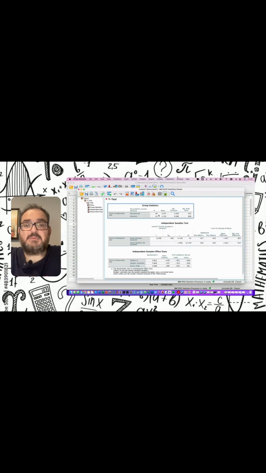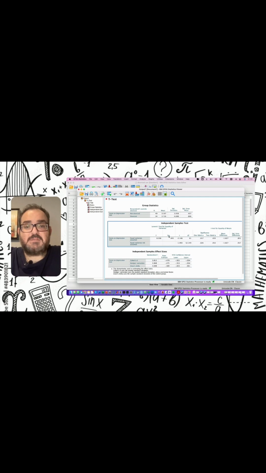Initially, we get the descriptive statistics. We can see that we have 49 kids with non-divorced parents, 34 kids with divorced parents, their mean values and their standard deviation. Afterwards, we get the independent sample t-test results table. As you can see, this matrix is split somewhere here in the big line.